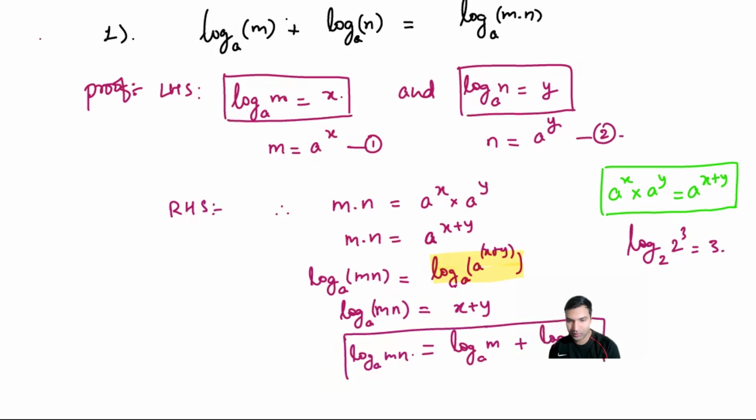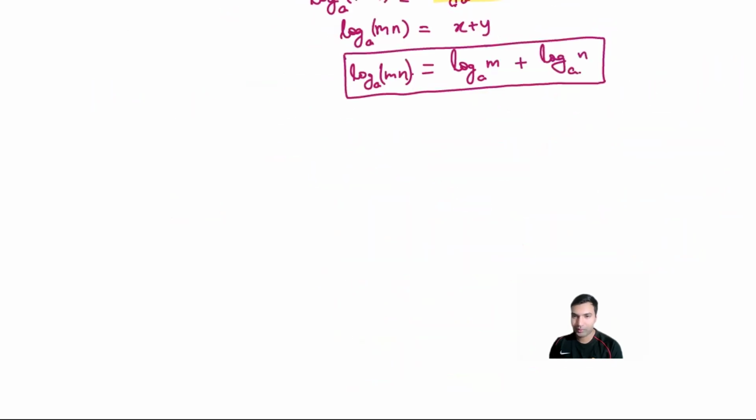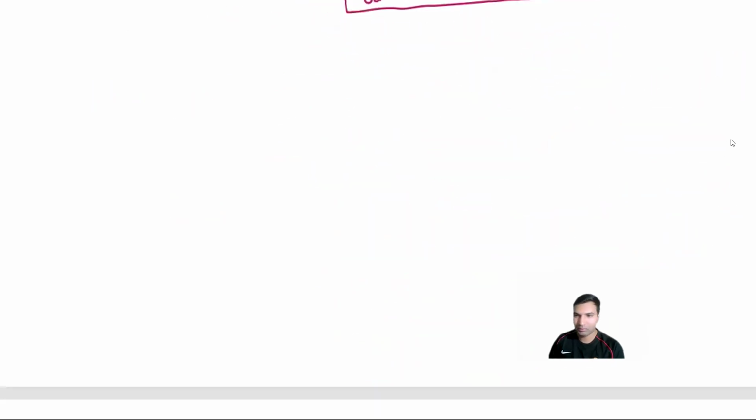So this is called the sum product identity. Sum of two logs to the same base is equal to the log of the product. Okay. I hope you like this proof and you have understood it. All right. Now let's move on to the next property, which is division basically.